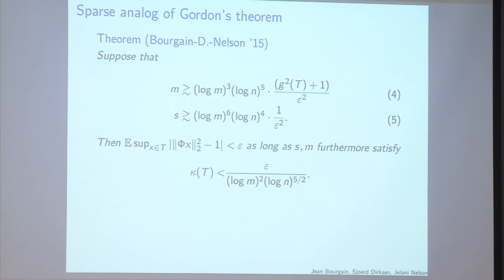Okay, so here's the main result from our paper. So suppose I do the following. M should scale like the squared Gaussian width over epsilon squared up to some polylog factor. And S should scale like 1 over epsilon squared times some polylog factor. And then I can show that the expected restricted isometry constant is less than epsilon, as long as I pick S and M such that this new complexity parameter is smaller than epsilon, up to some polylog factor again.